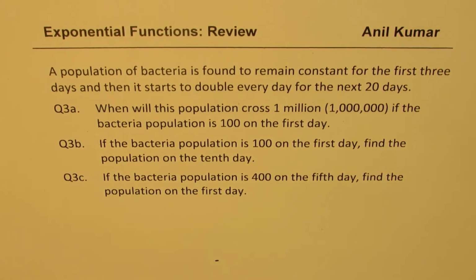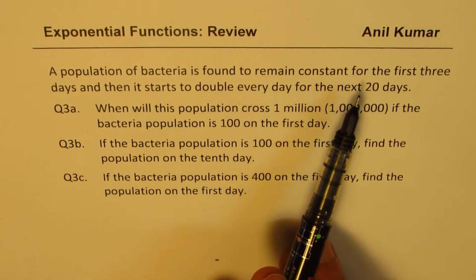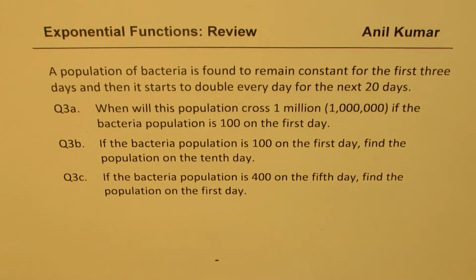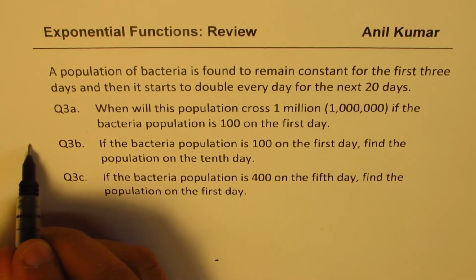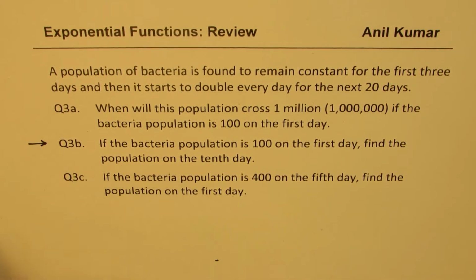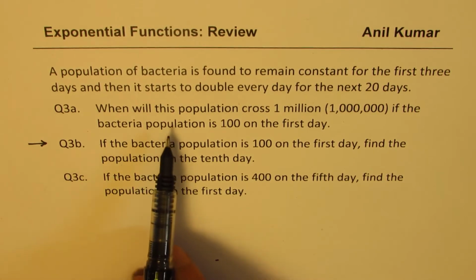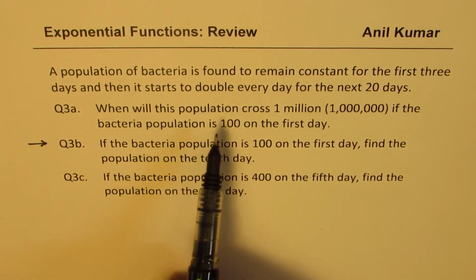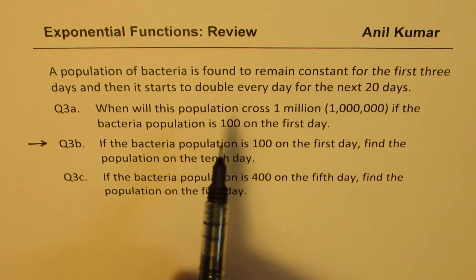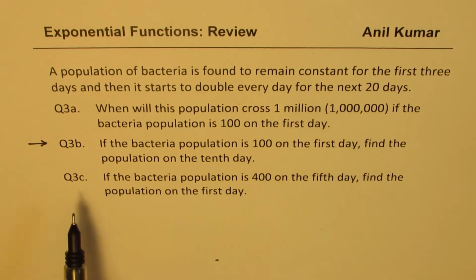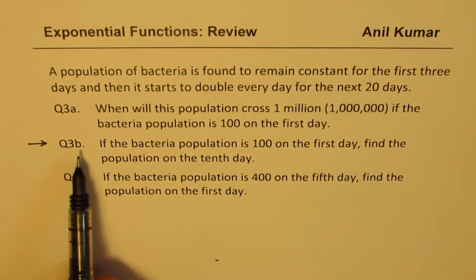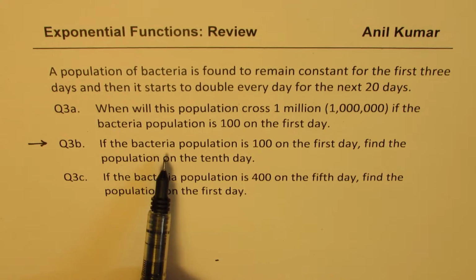That's the whole idea. Now what is basically given to us is that the population remains constant for the first 3 days, and then it begins to grow. So let's begin with part B so that we can develop our equation. Part A is working in the reverse way. We'll have to take logarithms to find the duration required for bacteria to cross the 1 million mark. And C and B are kind of related.